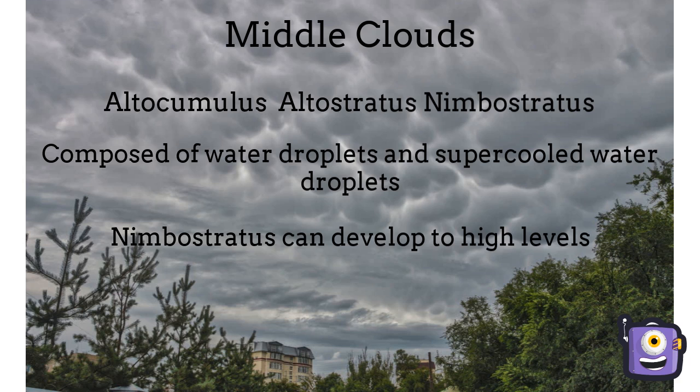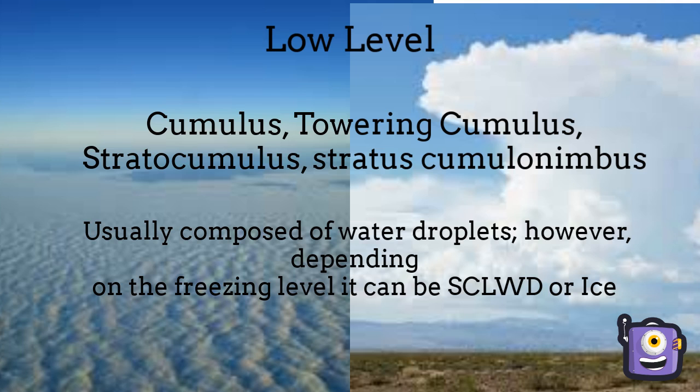Then the middle clouds, such as altocumulus, altostratus, and nimbostratus, are mid-level clouds, and they're primarily composed of water droplets. They can also have supercooled liquid water droplets and/or ice crystals when the temperature is below freezing. And then we have the low clouds, and those are cumulus, towering cumulus, stratocumulus, stratus, and cumulonimbus. These clouds are almost always water droplets. They can be supercooled liquid water droplets and/or crystals when the temperature is below freezing.